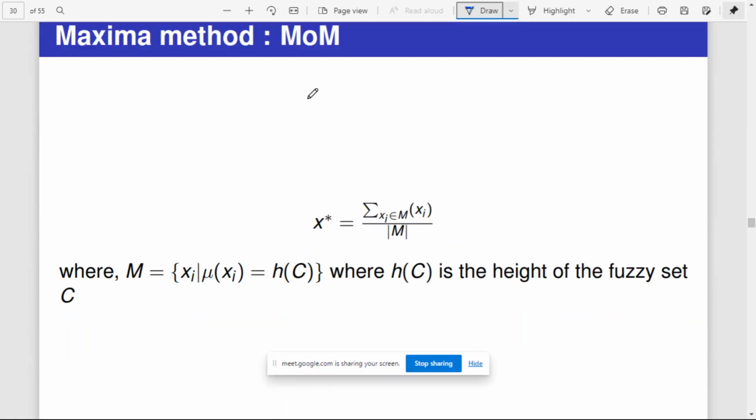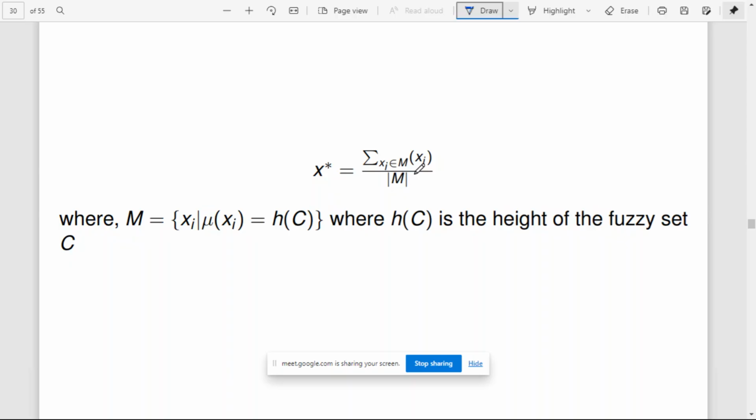And the next technique is called MOM, mean of maximum. Here, whichever x values give the maximum membership value, we take the average of all of them. So if there are 4 x values producing the maximum membership value, then we add all of them and divide by 4.